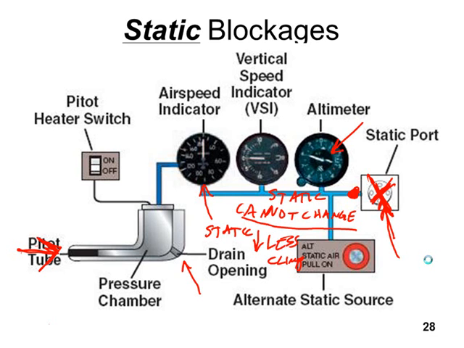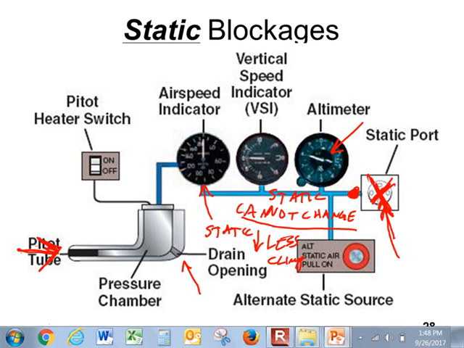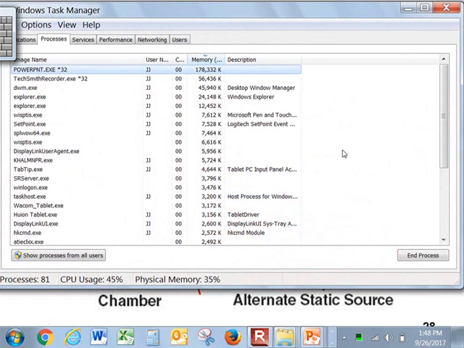So we just did the static blockages. All right. So the next item, although this doesn't want to do it, is the magnetic compass.